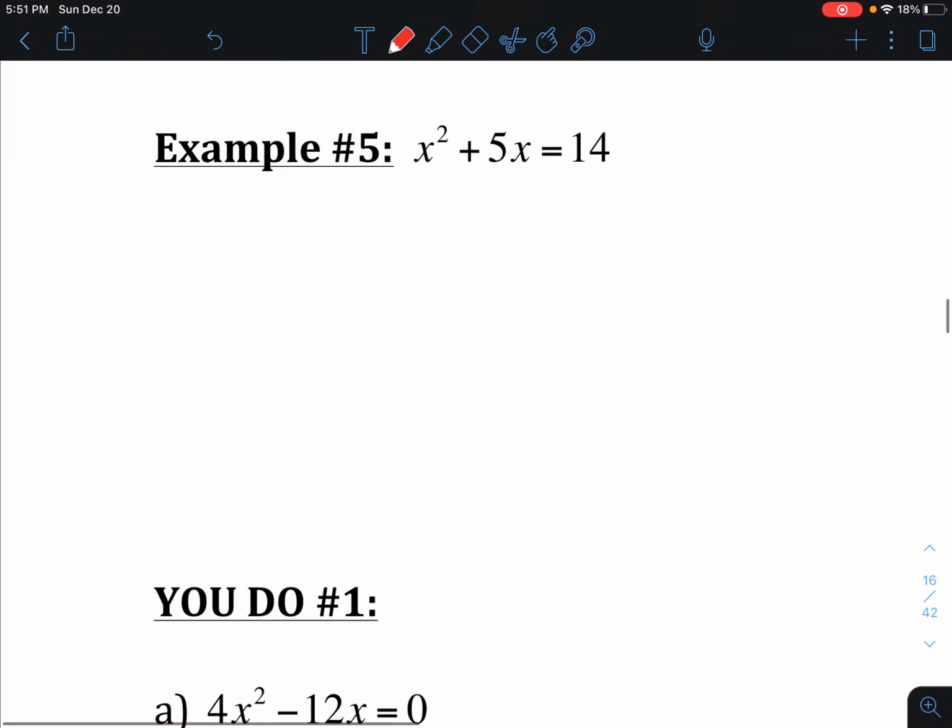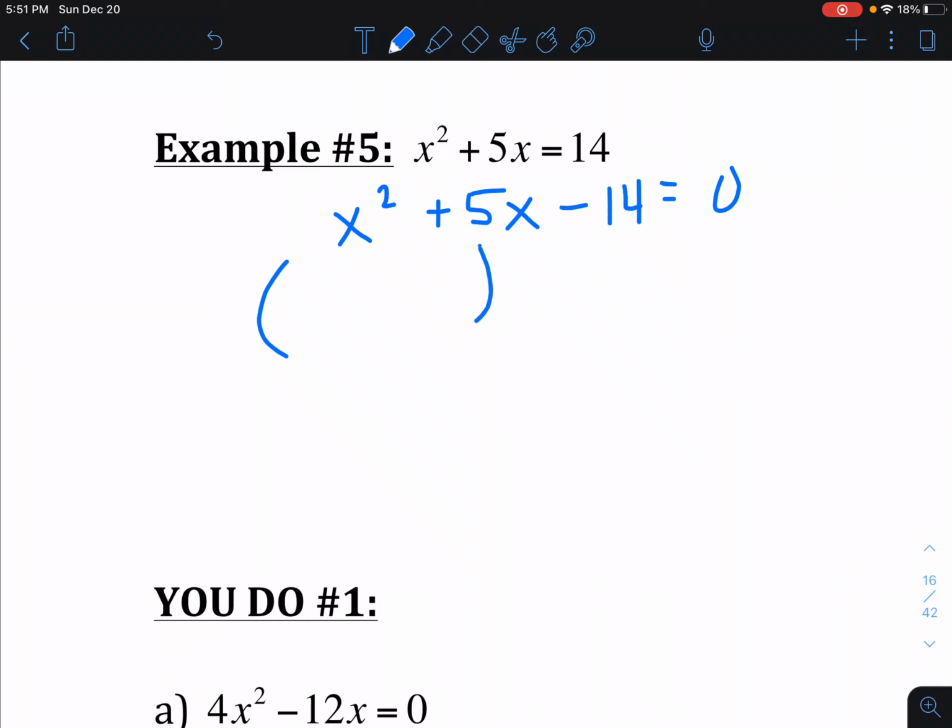Example 5, what is wrong in the beginning? Can I factor yet? No, I cannot factor this yet. I need to set it equal to 0. So I need to subtract 14. And then it's an easy trinomial. So we're going to go with 2 parentheses. Let me just mark down that it's an easy trinomial for your notes. Now, remember your signs here. What are your signs going to be? You can pause and look back in your old notes if you need to.